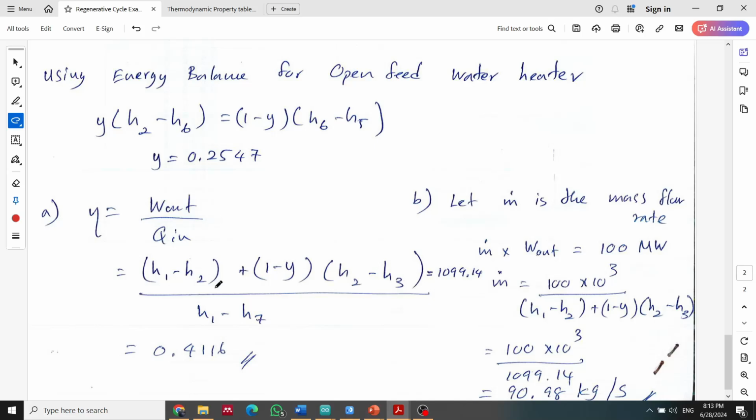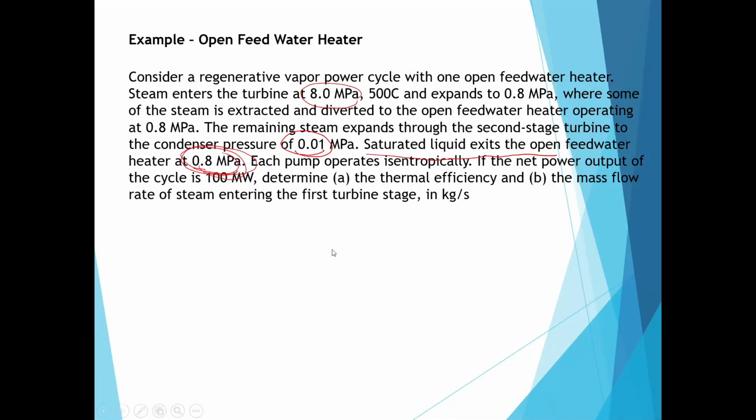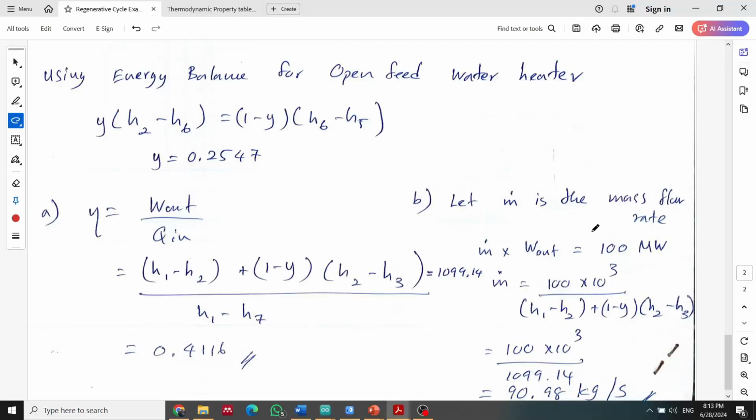And part B asks what is the mass flow rate of steam entering the first turbine stage, right? Therefore we can calculate something like this. So the power output is 100 megawatt. So for that 100 megawatt, let me assume the m dot is the mass flow rate.